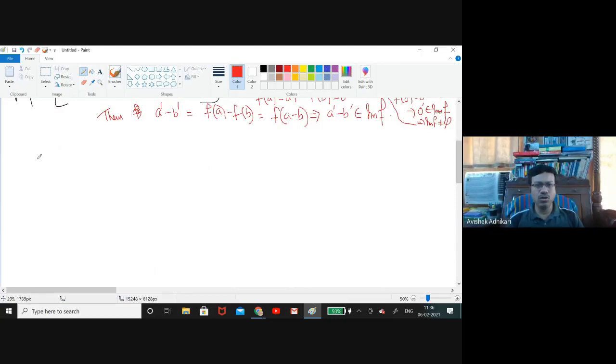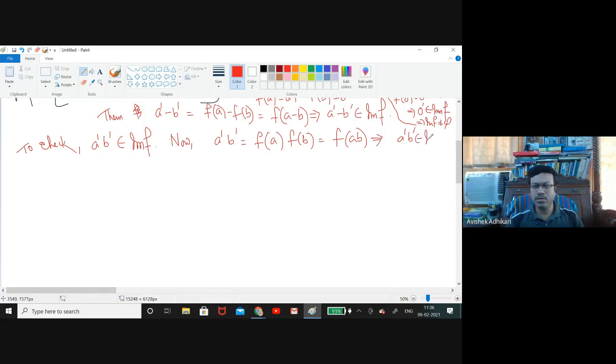Okay, then to check whether this is a subring, we need to show that A dash B dash belongs to image of F. Again, A dash B dash equals f of A, f of B. Since it is a homomorphism, that implies A dash B dash belongs to image of F. And that finally implies image of F is a subring of R dash.